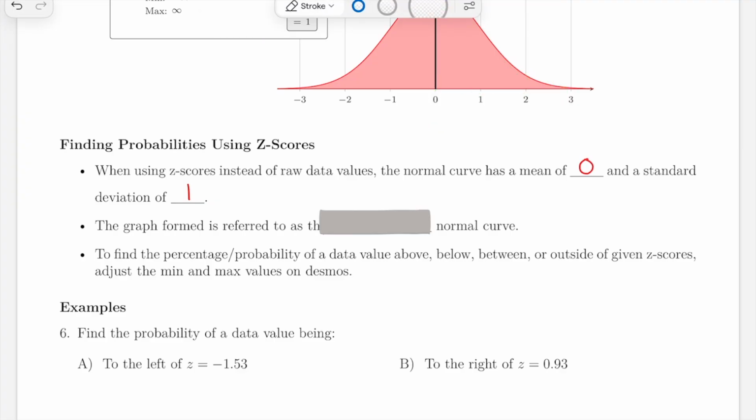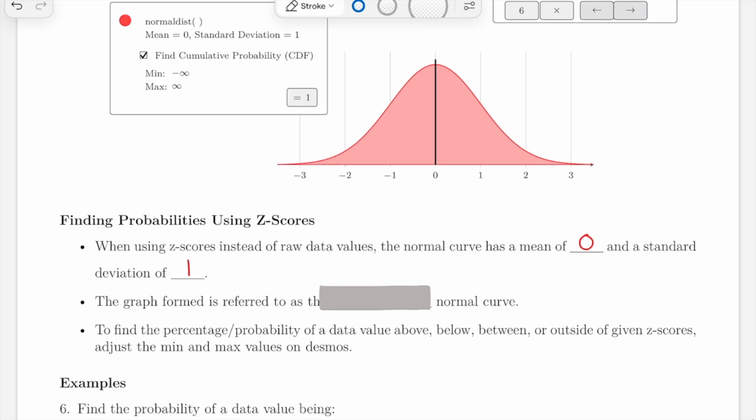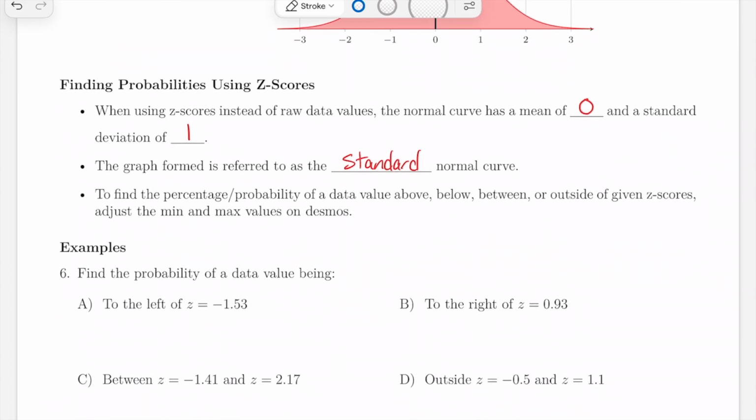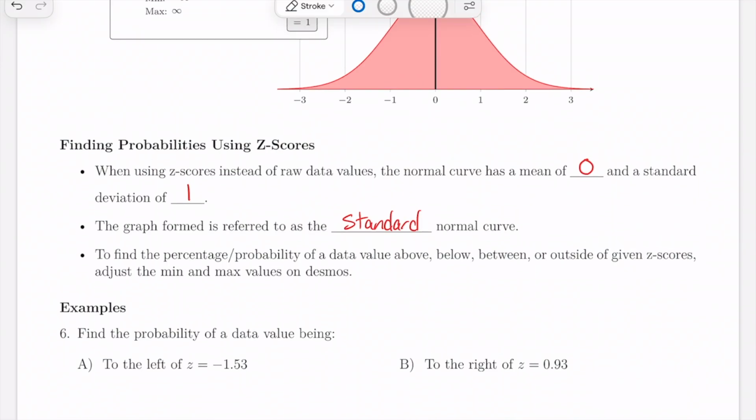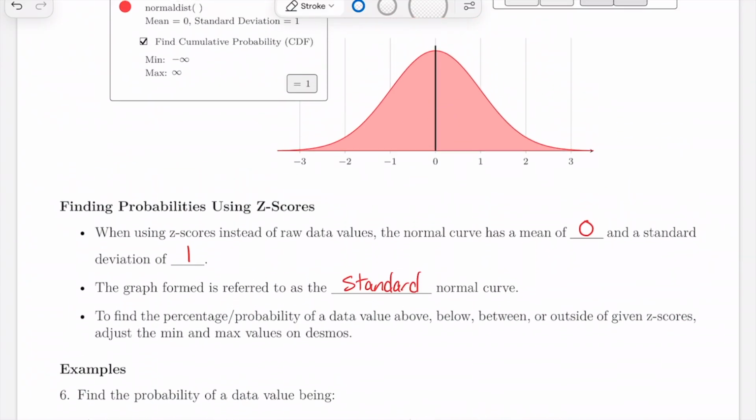The graph that we have here, where we have a mean of 0 and a standard deviation of 1, is actually called the standard normal curve. And if we want to find the percentages of any value above or below these z-scores, we just have to adjust the minimum and maximum on Desmos. So let's find the probability that a value is to the left of z equals negative 1.53.